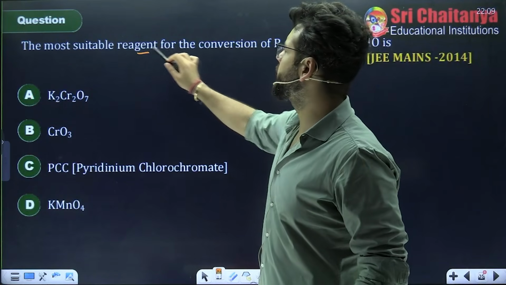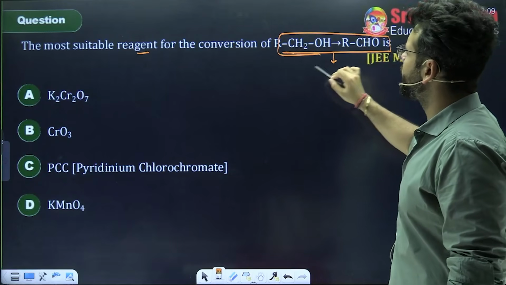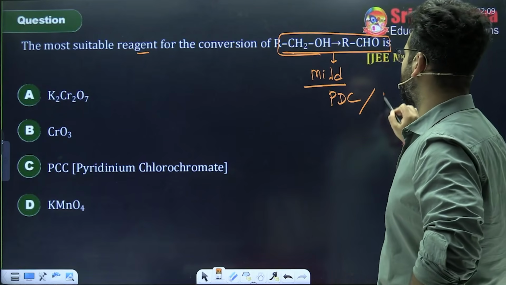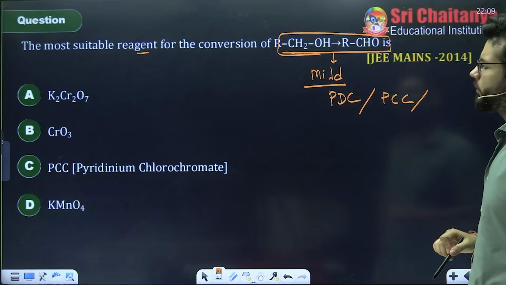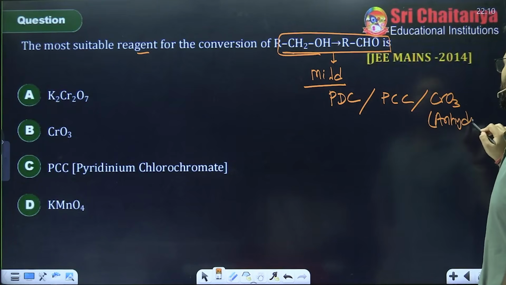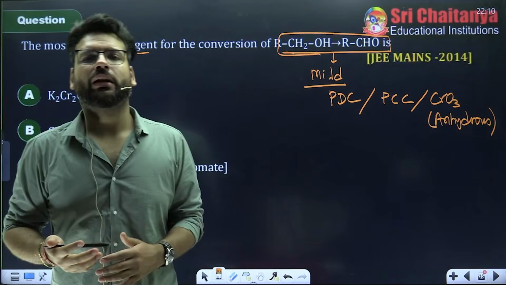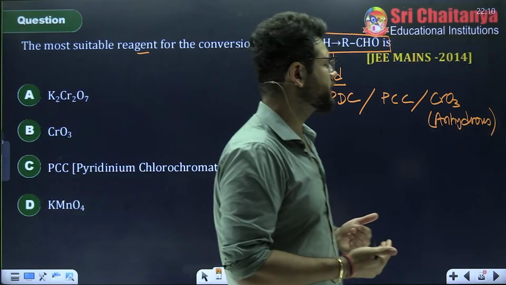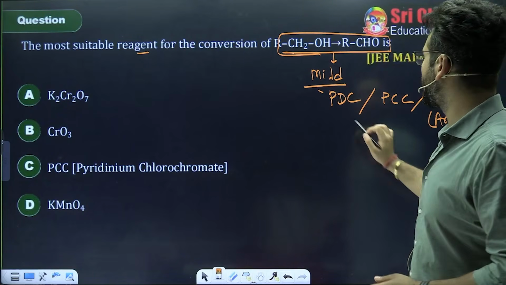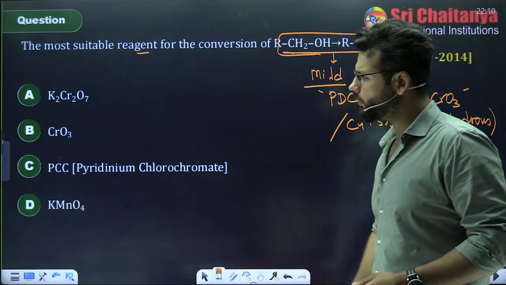Most suitable reagent for the conversion of alcohols to aldehyde. We require a very mild oxidizing agent here, which is PDC. You can take pyridinium dichromate, PCC, pyridinium chlorochromate. You can take CrO3 in anhydrous medium, like CrO3 plus chromyl chloride, CrO3 plus acetone, CrO3 in ether. Anhydrous condition. These are mild oxidizing agents. Or copper at 573 K also I can use.